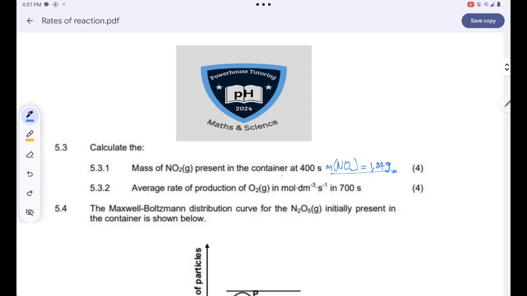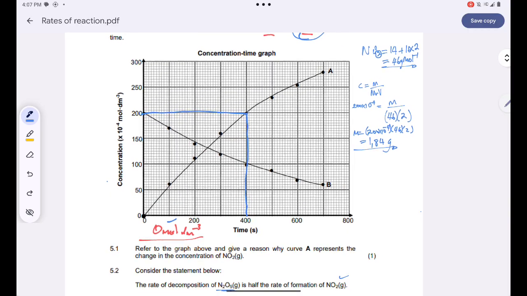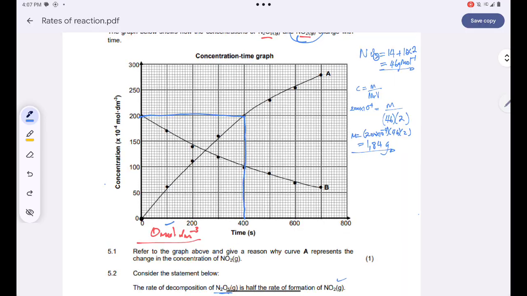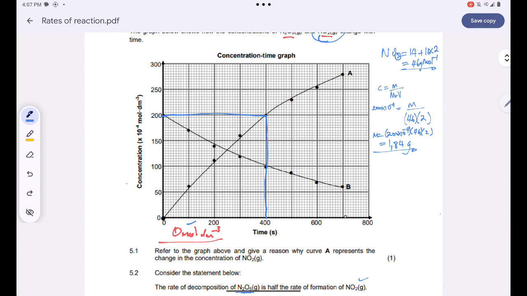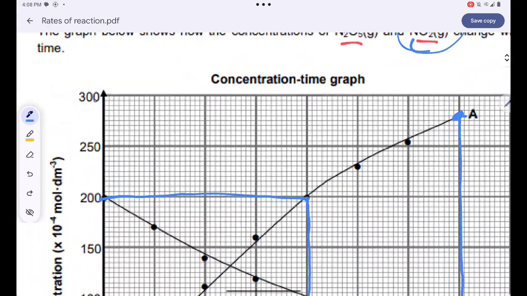Now they want us to calculate the average rate of production of oxygen at 700 seconds. Excuse me. At 700 seconds, the concentration available for A, let's check over there. Since we have 10 divisions between these numbers, 300 and 250, for us to know what each line represents, you simply have to say 300.